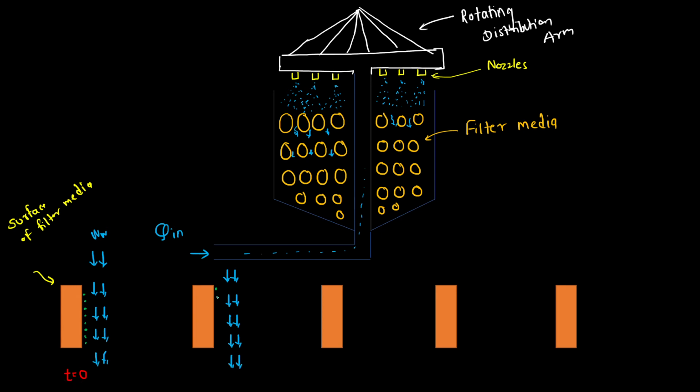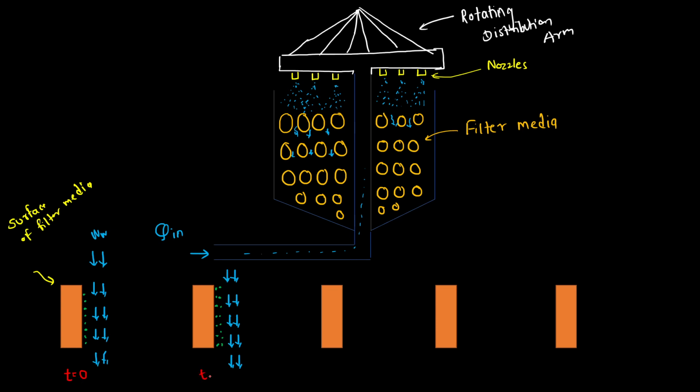Now whatever microorganisms are stuck to the surface, what they do is take the complex organic matter and start metabolizing it. That means they eat the organic matter and they reproduce, and hence their size increases. So slowly the water is purified, and this layer keeps increasing as time increases.